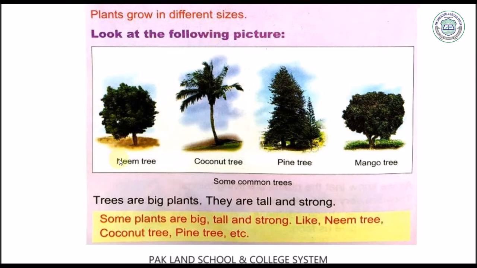Look at this picture. Neem tree, coconut tree, pine tree, mango tree. Trees are big plants. They are tall and strong. Some plants are big, tall and strong like neem tree, coconut tree and pine tree etc.